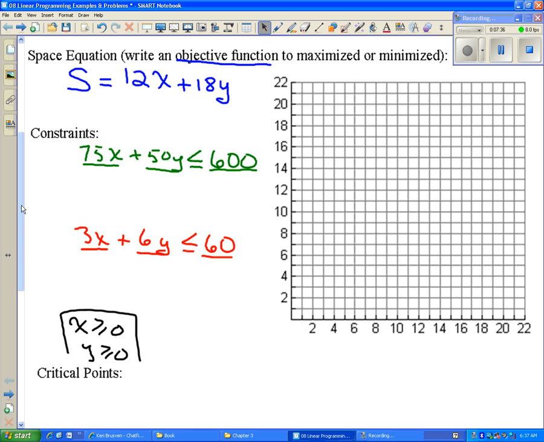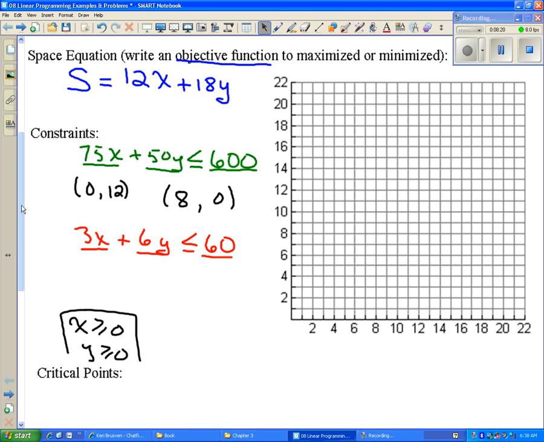If I come up to my green constraint, let's figure out what coordinates I have so I can plot this. If I plug in 0 for x, I'm going to get 50y equals 60, divide both sides by 50. I get my y-intercept to be 12. If I plug in 0 for y, 75x is less than or equal to 60, divide both sides by 75. I get my x-intercept to be 8. So those are the 2 points for my green line.